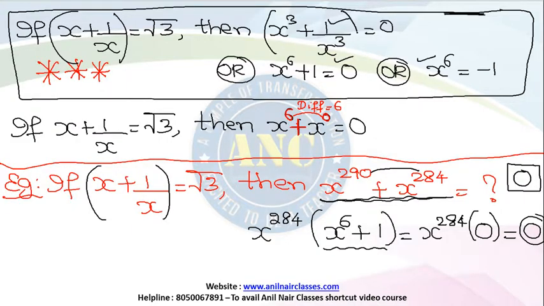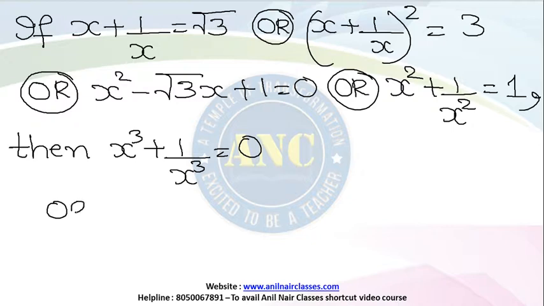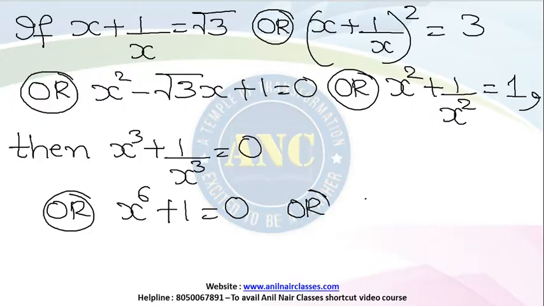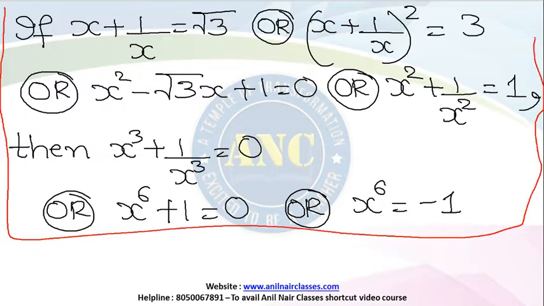First thing is x cube plus 1 by x cube equal to 0, or I can also say the same thing as x power 6 plus 1 equal to 0, or I can say this as x power 6 equal to minus 1. All the varieties of usage I have written in one single screen, and I am putting it inside a box. This is the one that you should know, and we have proved it wherever it is required. If you know this box, problem solving should never be a difficult task. It becomes very easy if you know this particular box.